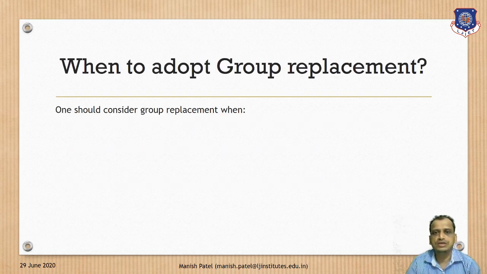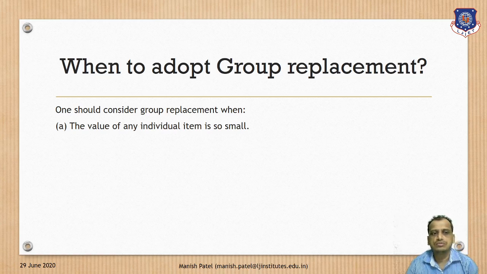Now when to adopt group replacement? First, the value of any individual item is so small. If you talk about, for example, bulbs, the cost of an individual bulb is not that much, compared to a CNC machine or some industrial machinery. So in that case you can consider group replacement.